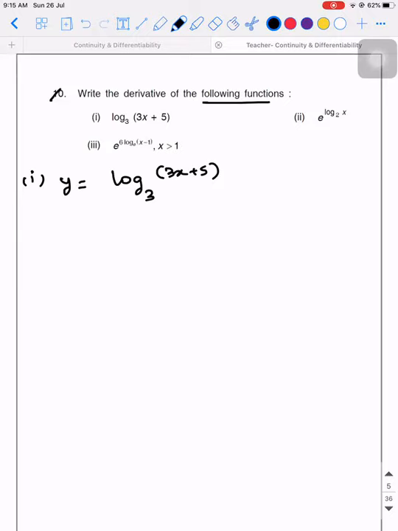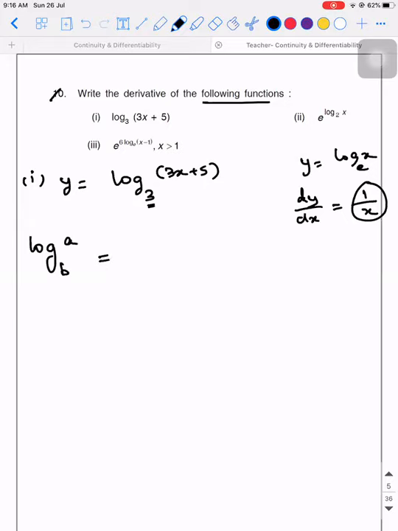But see, if y is equal to log x, the derivative of log x is 1 by x, provided the base is e. The base should be e. It should be the natural logarithm. Here the base is not e, it is 3. So what we are supposed to do is use a property of logarithms.